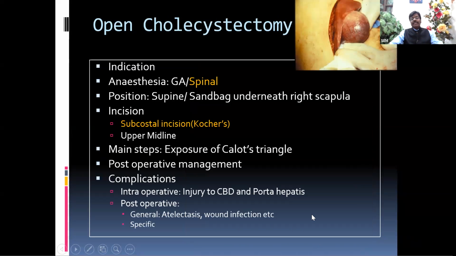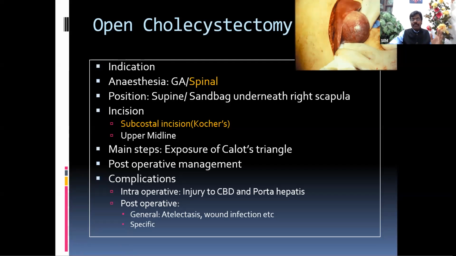What about the open surgery? I told you, unlike laparoscopy, here it is a spinal anesthesia. But where is open cholecystectomy done? At your level you tell, whenever a patient is unfit for general anesthesia. Second, if there is some difficulty during laparoscopy like excess bleeding or anatomy is not clear, the surgeon is not happy, then he'll do what is called conversion of laparoscopic cholecystectomy to open cholecystectomy.